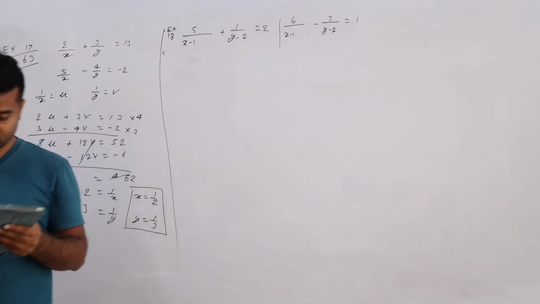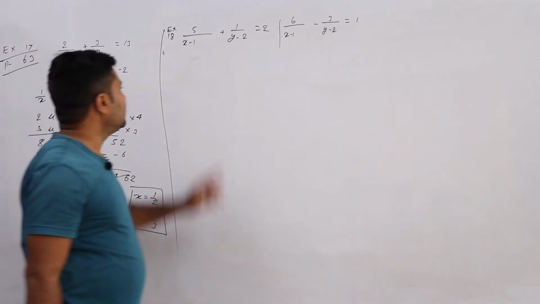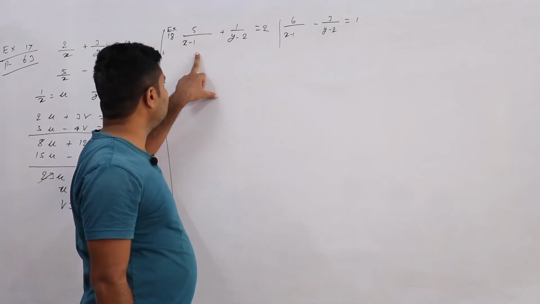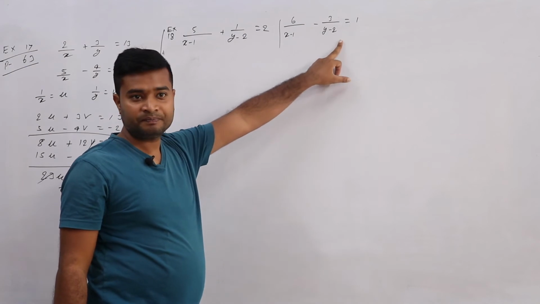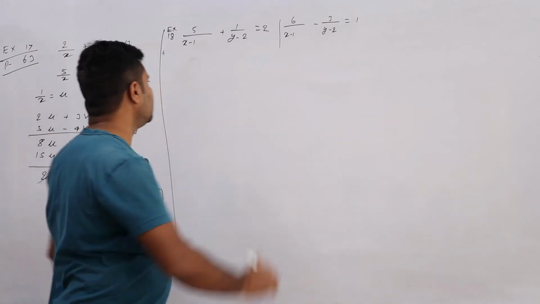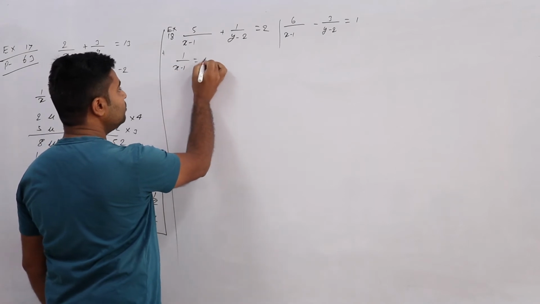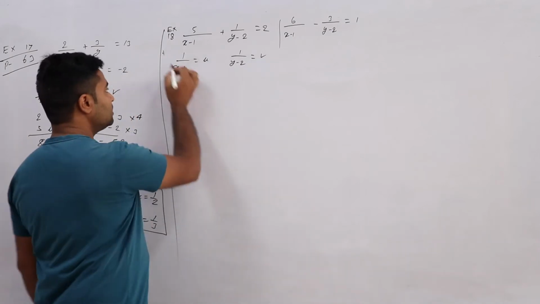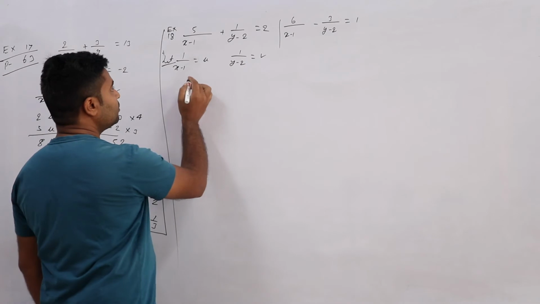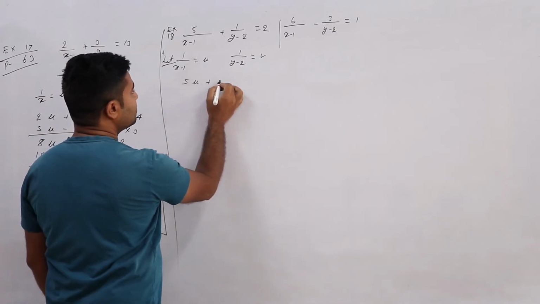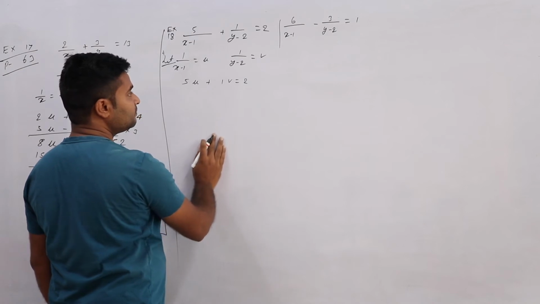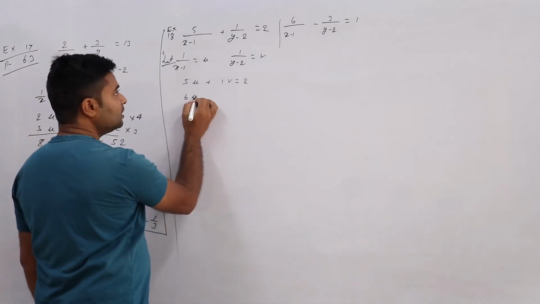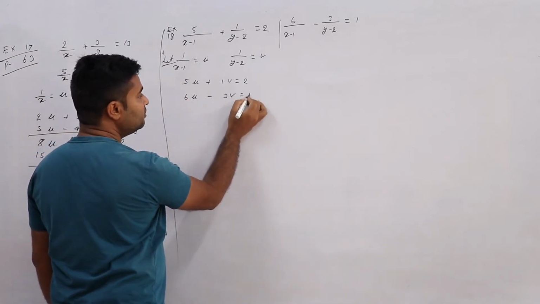Now see, downside I can see 1 by x minus 1, and y minus 2, x minus 1, y minus 2. So same thing, I assume 1 by x minus 1 is equal to u and 1 by y minus 2 is equal to v. So what does our question become? 5u plus 1v is equal to 2, and 6u minus 3v is equal to 1.